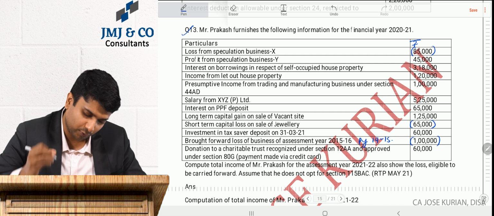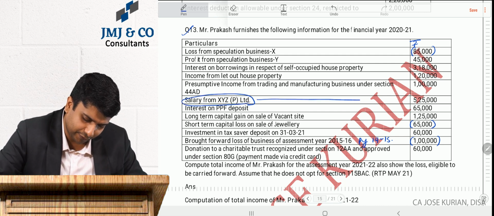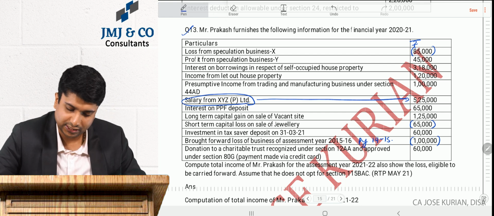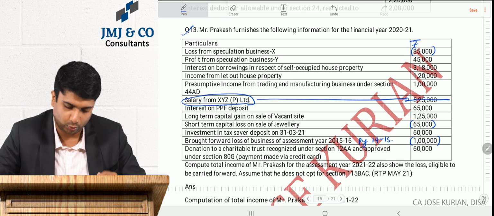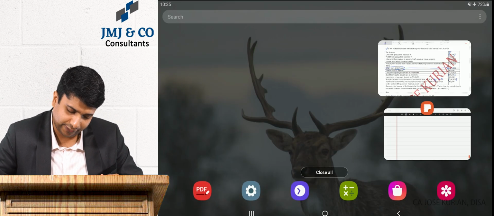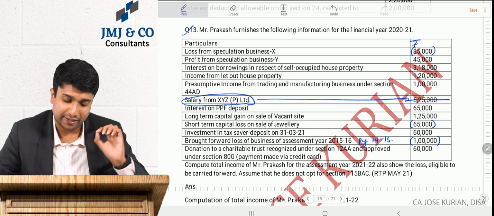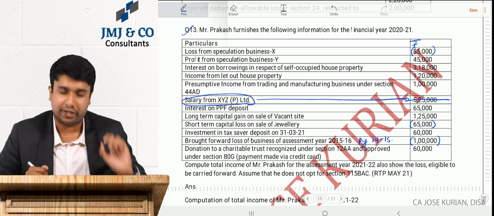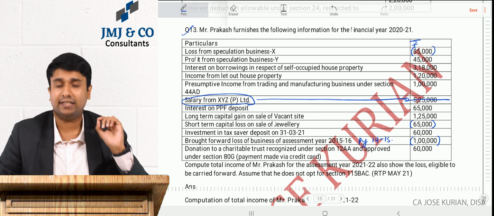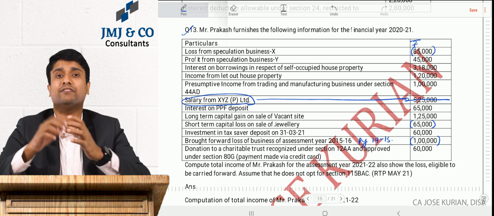Loss from speculation business is there. We will start from the salary. All right, being the first head of income, we will start from salary. That is 5,25,000. Whatever we have picked, I am crossing it for better control. So salary 5,25,000 I am writing. The question says salary from XYZ Private Limited. It is not using the word computed. So what should be the strategy and what should be the assumption? This 5,25,000 is the amount of salary which I have got.